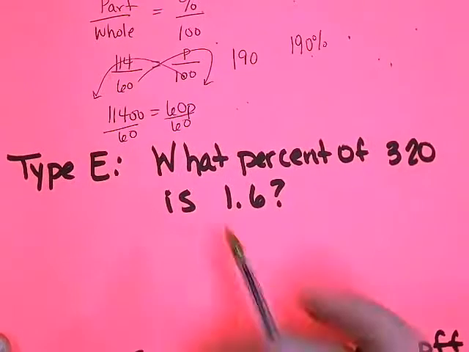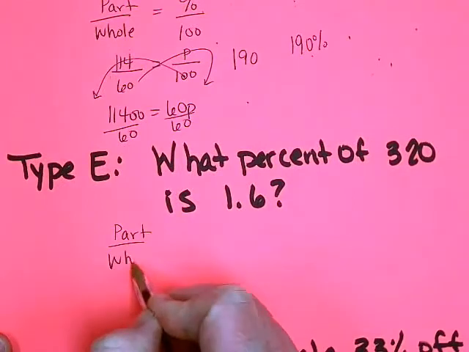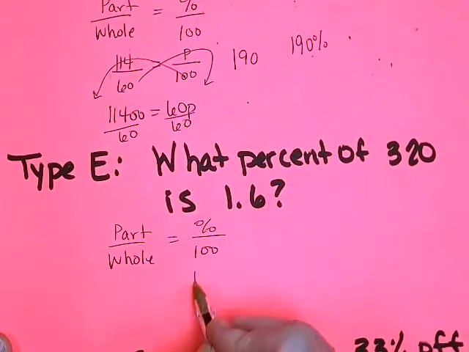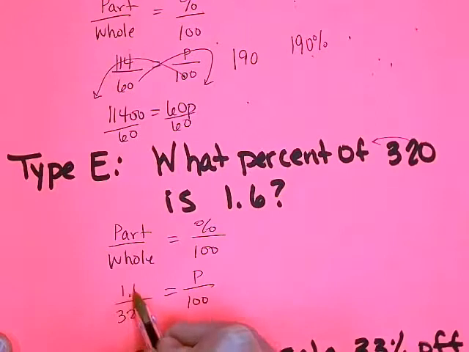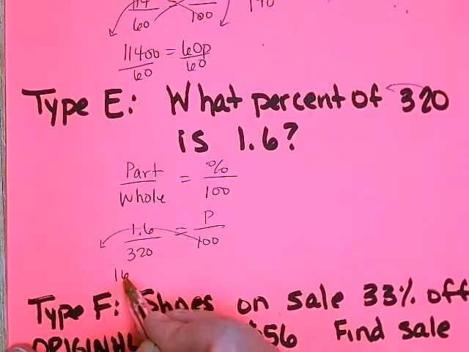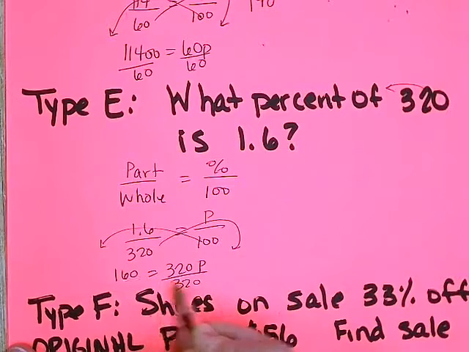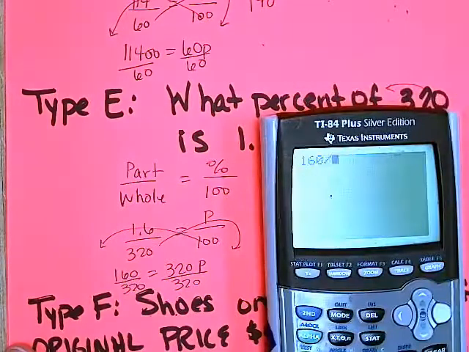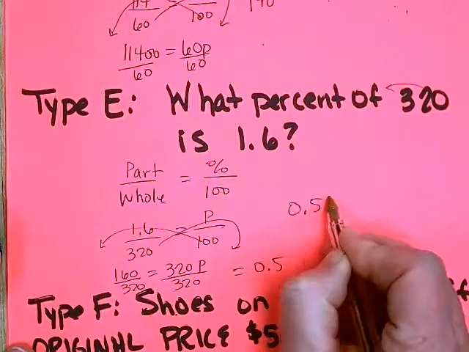Type E, what percent of 320 is 1.6? What percent? We're looking for a percent. 320 is the whole. 1.6 is the part. Using cross products, divide. I get 0.5. So this is 0.5%.